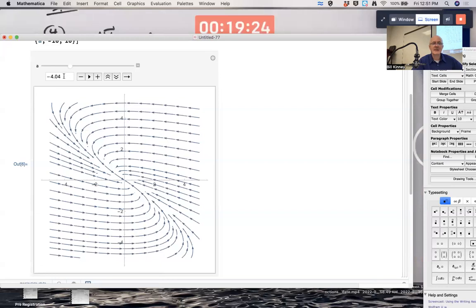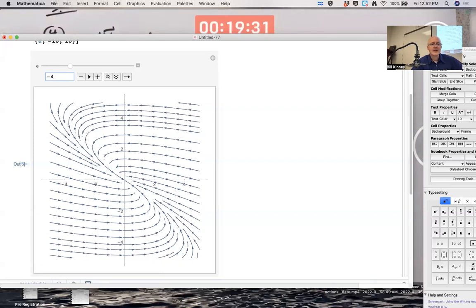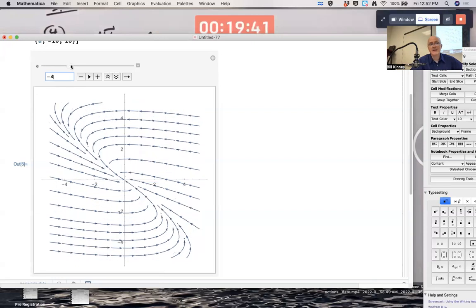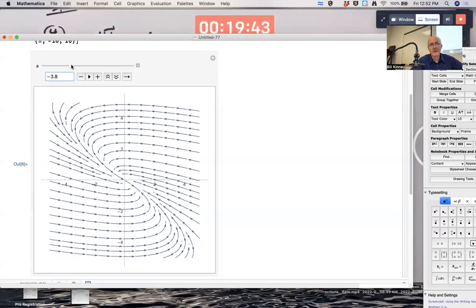In fact, that's what happens at A equals negative 4 exactly, which I can just type in here and enter it. There's only one straight line solution there, though it's hard to tell for sure just looking at the picture. Once A is slightly bigger than negative 4, like negative 3.82 or negative 3.8, the origin's actually a spiral sink, though you can't really tell very easily by looking at the picture. It still doesn't look that much different. But we know from our bifurcation analysis that it's got to be a spiral sink here. There's got to be some spiraling.